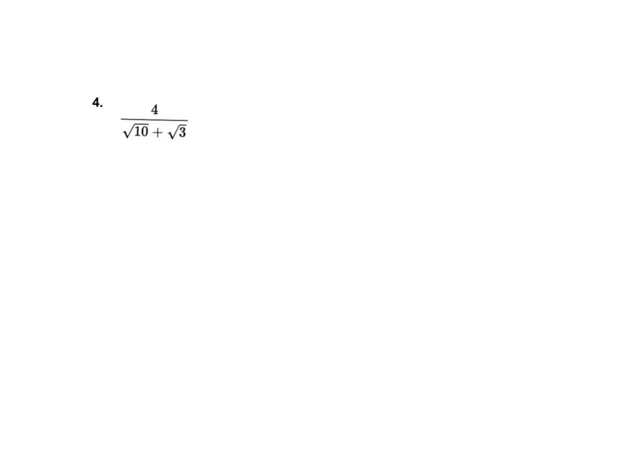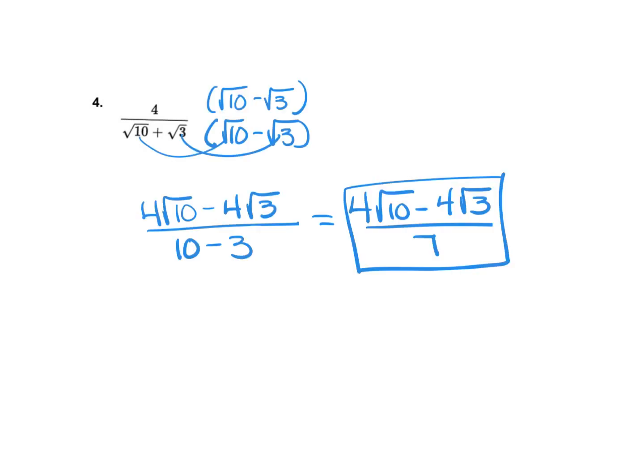All right, for question number 4, I would like for you to try this one on your own. Pause the video and then resume the video once you've had a chance to try it and check your answer. Once you end up multiplying by the square root of 10 minus the square root of 3, you should end up with 4 times the square root of 10 minus 4 times the square root of 3, and then divided by 7.